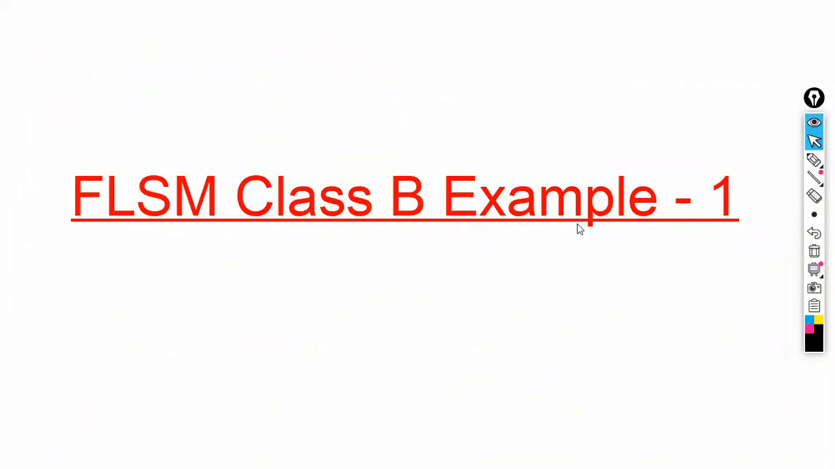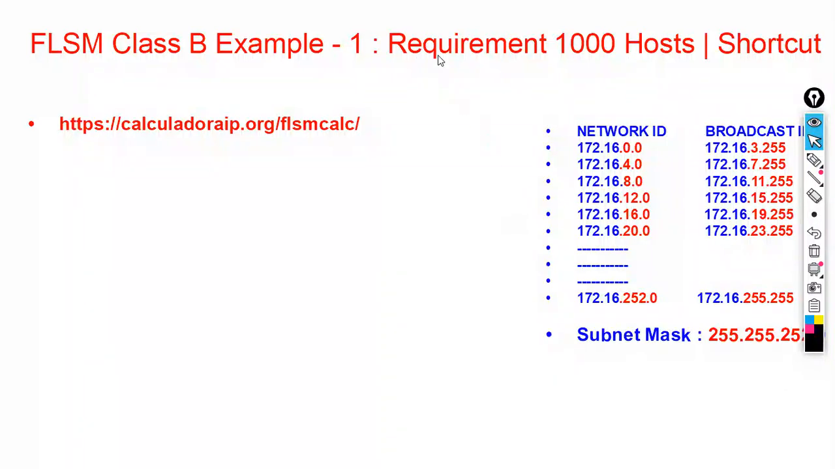Okay. Now, let us quickly see the class B FLSM example. Let us say our requirement is 1000 hosts. So we cannot go with class C. In class C, you will get only 256 IP addresses, but we need 1000 IP addresses. So let us select class B. 2 power 10 is 1024, so the number of networks will be 2 power 6. Let us verify.